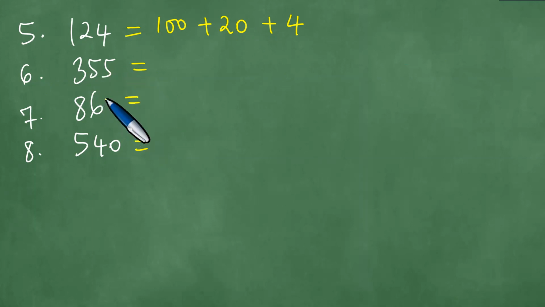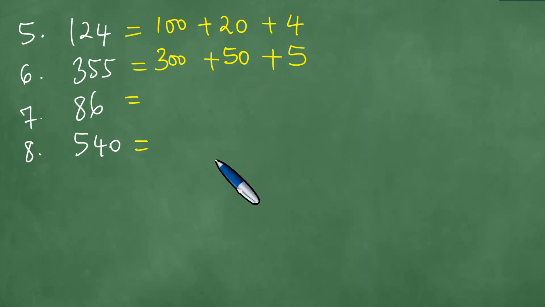Okay. 355. You take the 3. Because how many digits are here? There are 1, 2, 3 digits. So it means that the 3 is of the hundreds. And the 55 is actually having a 50 here. Then you have 5 for the units digit.